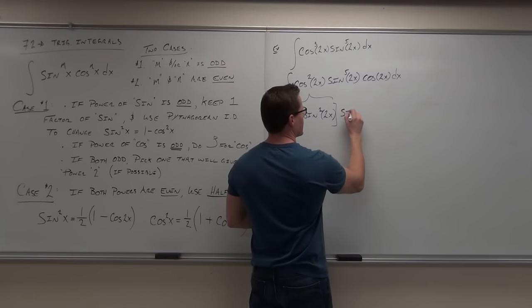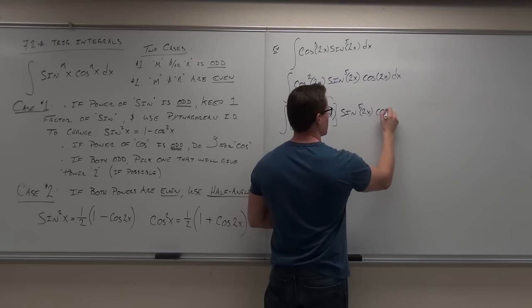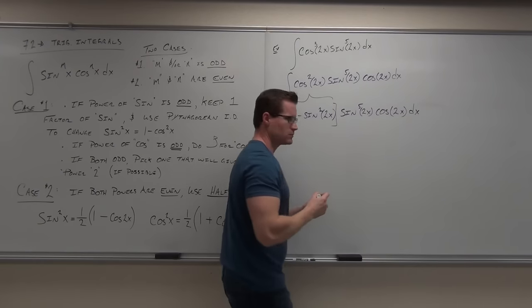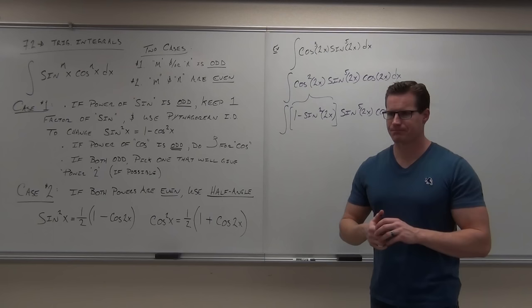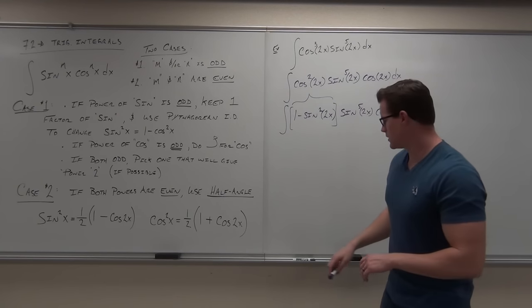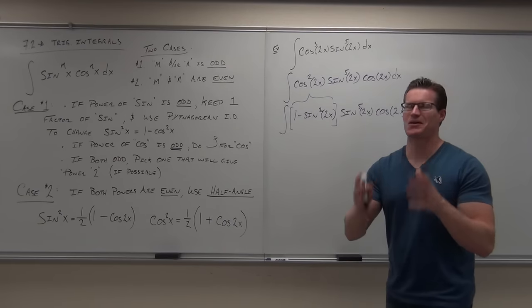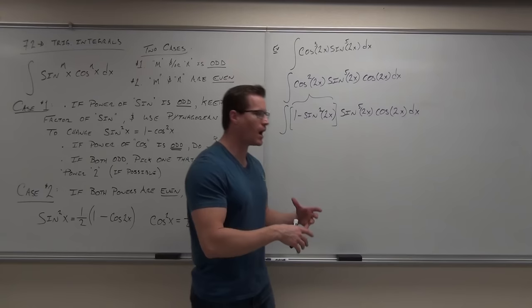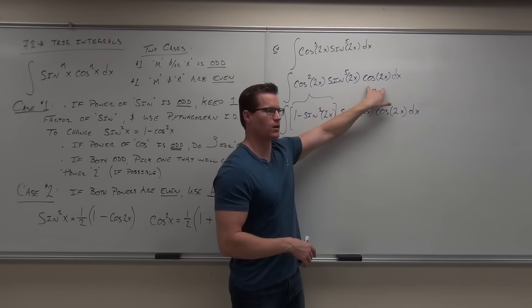After that, we have sine to the fifth power of 2x, times cosine of 2x dx. I want to make sure you're still okay with that. Are you all right with it? Have we done any calculus yet? No, it's just trig, just some identities, actually. Now, here's the awesome thing. As soon as we do this, check it out. This is why we stripped off one of the cosines and left it over here. Watch.